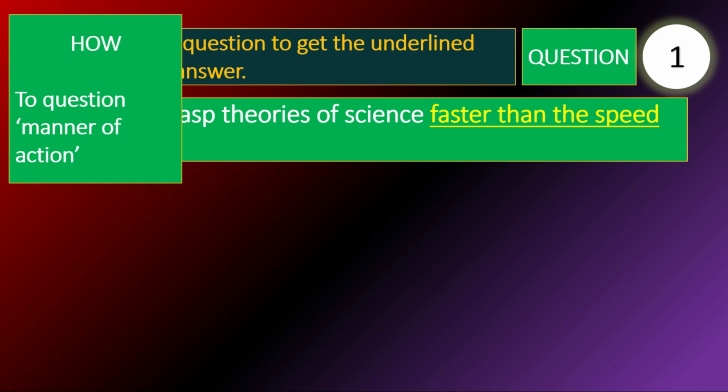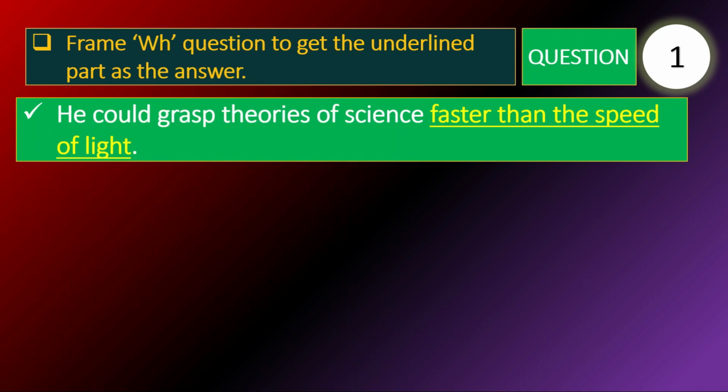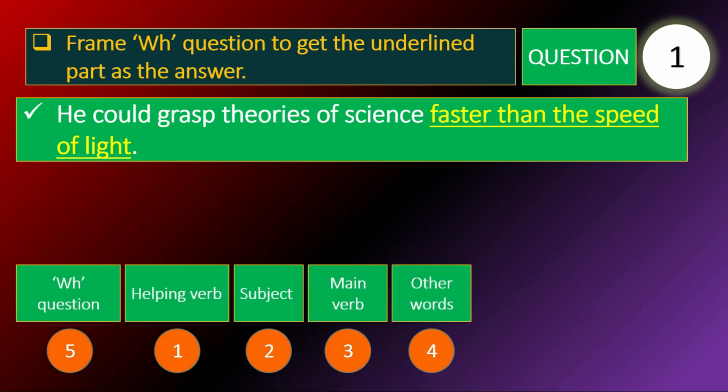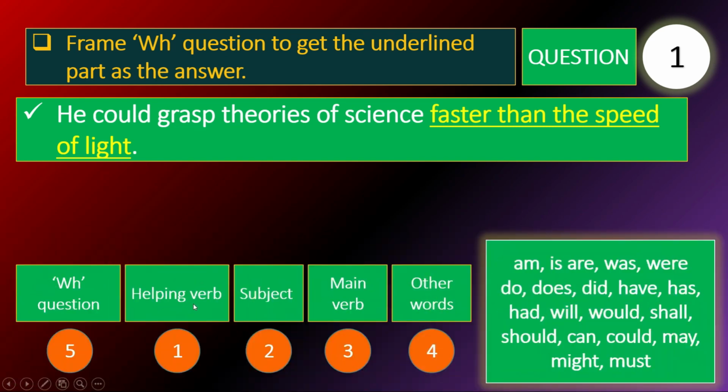We have already learned in the second part how to use how, and we learned that how can be used to question manner of action. So we can use how here. But this is the structure that we need to follow now. We have to use helping verb first, and you have the list of helping verbs here. That is the first step. Let's see what the helping verb here is. He could grasp theories of science. The helping verb here is could, and you have it here.